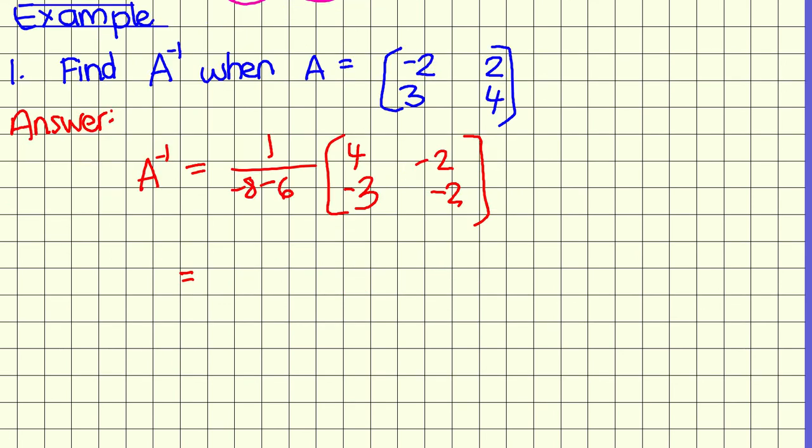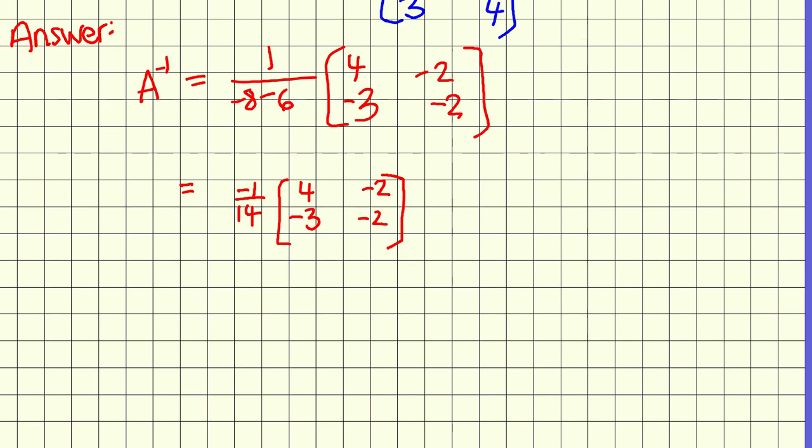Okay, let's tidy this up a little bit. Minus 8 take away 6 gives you minus 14. So out the front you've got minus 1 over 14. Inside the bracket can stay the same. Now you might notice we've got a lot of negative signs here. This is actually correct, you're going to get full marks here.